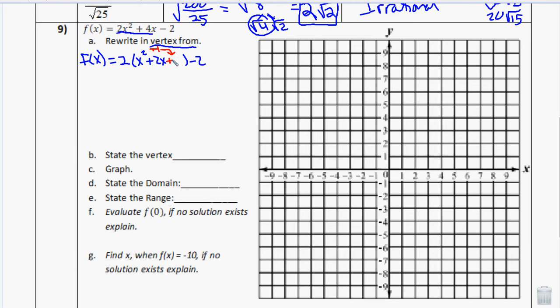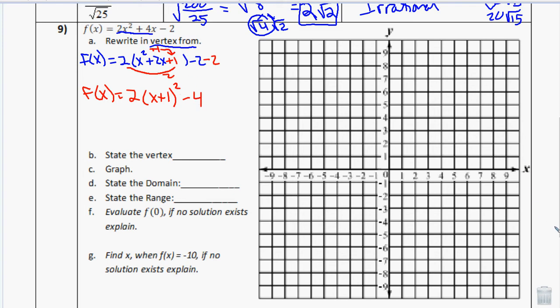1 squared is still 1. You multiply this 2 by the 1, which is a 2. Since I just gave this 2, I have to take away the 2. Remember, you're trying to keep it mathematically equivalent. So f of x is equal to 2 times x plus 1 times x plus 1. So I'm going to write x plus 1 quantity squared minus 4.